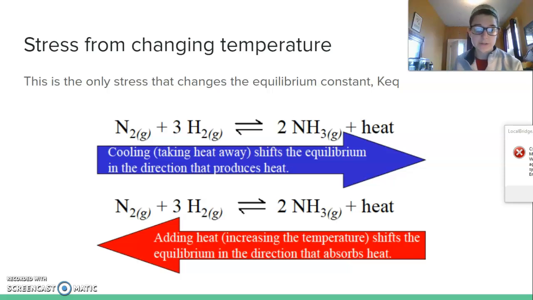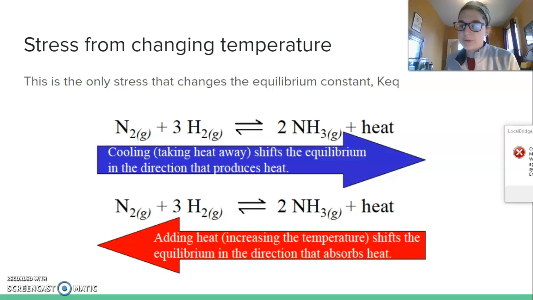Temperature can also introduce a stress to a system, and it's the only stress that will actually change the value of the equilibrium constant. A lot of times in science, constants are specific to a certain temperature, so it makes sense that the equilibrium constant would be different if we change the temperature.